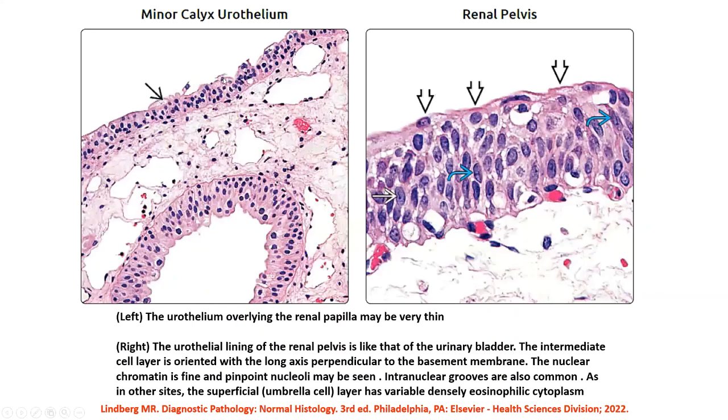So you have this urothelial layer sitting atop the minor calyx. And at the renal pelvis, the urothelial layer is at its maximum thickness, and you can appreciate all the layers of the urothelium, ultimately ending in the superficial umbrella cell layer, which has very densely eosinophilic cytoplasm. And lower down, you have the intermediate cells and the basal cells.